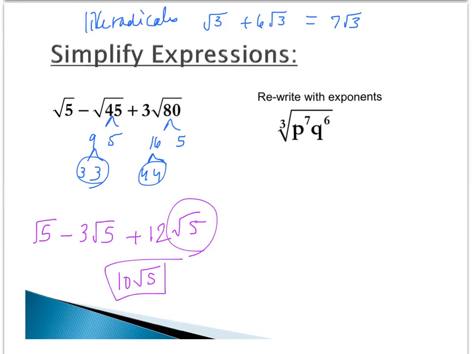Now in the example on the right, we want to rewrite this problem with exponents. Things to remember are that this right here is our index, and our index goes in the denominator.